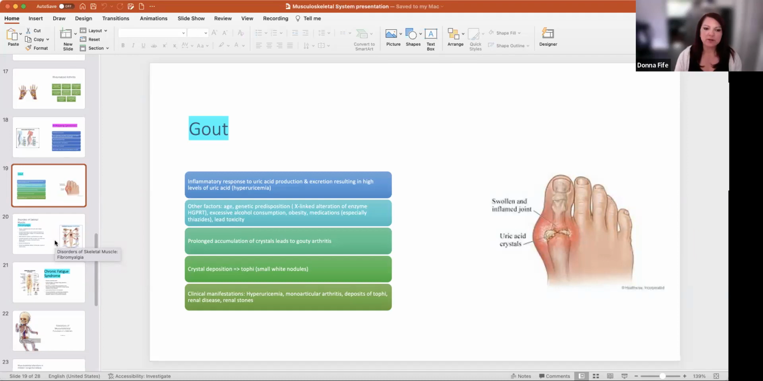There's prolonged accumulation of crystals that leads to gouty arthritis. With crystal deposition, there are tophi, which are small white nodules. And the clinical manifestations are hyperuricemia, monoarticular arthritis, deposits of tophi, renal disease, and renal stones. Often this occurs in the great toe, shown here in the joint, but it can occur in other joints as well.